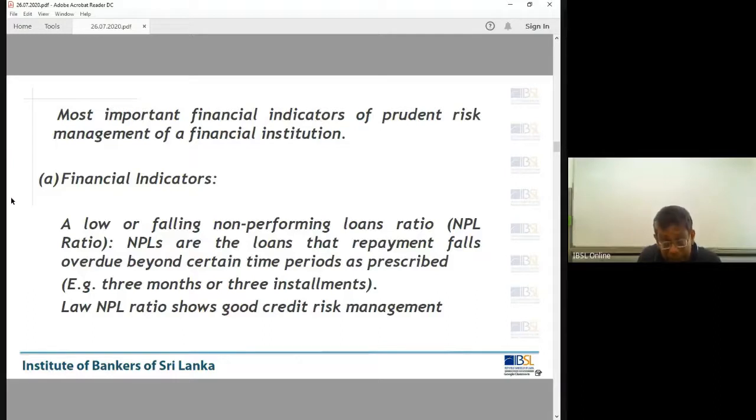You can check your own NPL against the industry standards. What is the industry NPL? Compare it with yours, whether it is increasing or decreasing. Or otherwise, you can compare NPL last year with this year, whether it is increasing. So the NPL ratio will tell you what NPL is due to. Mainly it is due to credit risk. So you look at the NPL ratio, and if it is low, that means your credit risk is properly managed. Okay, first one is the NPL ratio.